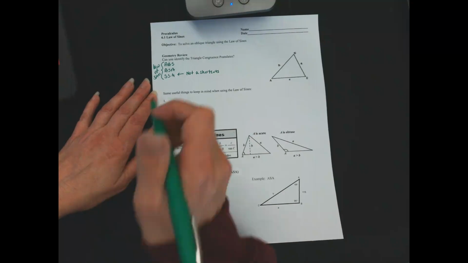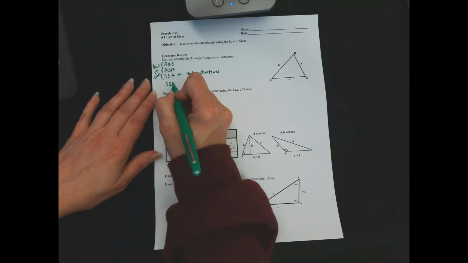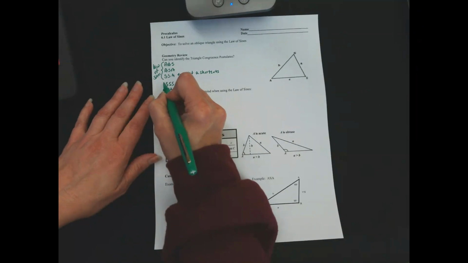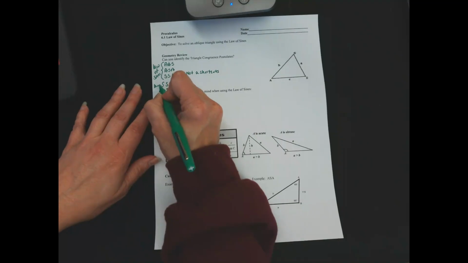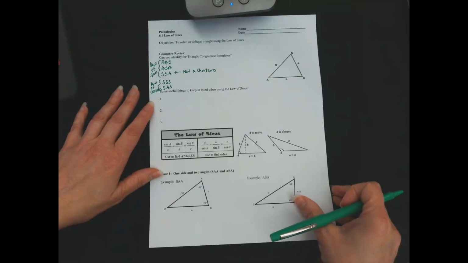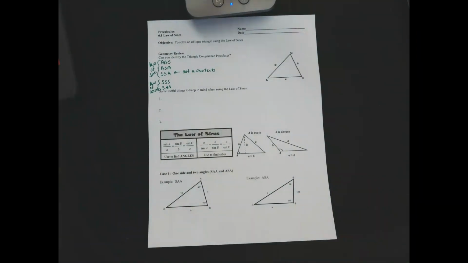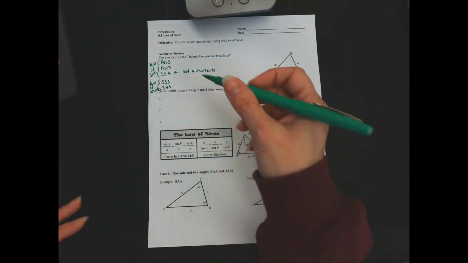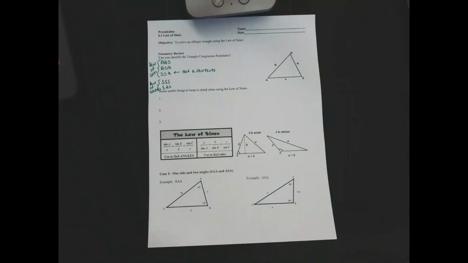And the other shortcuts that we have, your side, side, side, or your side, angle, side, is when we're going to use our law of cosines, which we'll learn about next week. So law of sines is just a ratio. As long as you have an angle and a side opposite your angle, you're able to use it. So for the first several shortcuts, we end up with an angle and a side opposite it, or a way to get a side opposite an angle. So it is just a ratio.